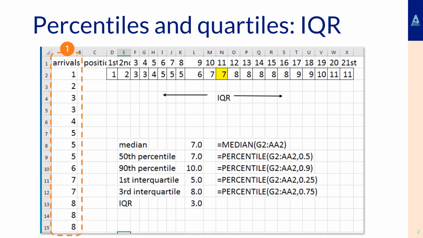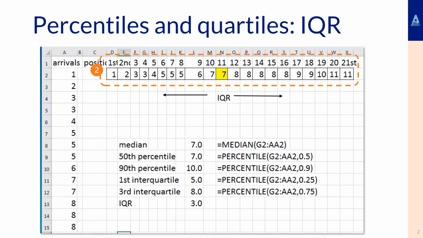First of all, at number one there, you have the arrivals data. This is the data you're already familiar with. This is the number of people who arrived at a restaurant in a 15-minute interval. So you can see that one time a single person arrived, another time two people arrived, and then three people arrived twice. And the data is ordered from the lowest number of arrivals to the highest.